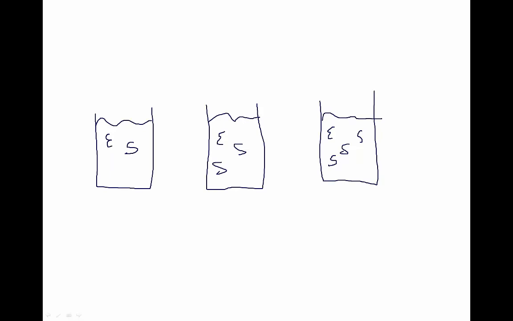What we would see is that in the first beaker here with just a little bit of substrate, there'd be a relatively slow rate of formation of P. So we'd have a slow P formation.